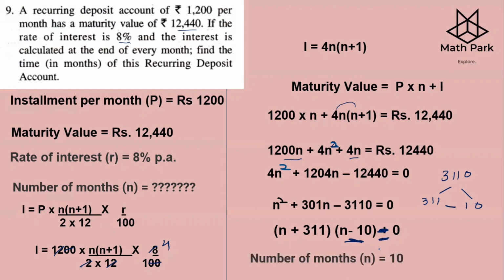So this is how the number of months is 10 months, for which the given amount matured to 12,440. Isn't it? So solving this quadratic equation stepwise using this interest formula, same thing is there. Just noting the things down, using the formula for interest, you arrive at a quadratic equation and solve, you get the number of months.